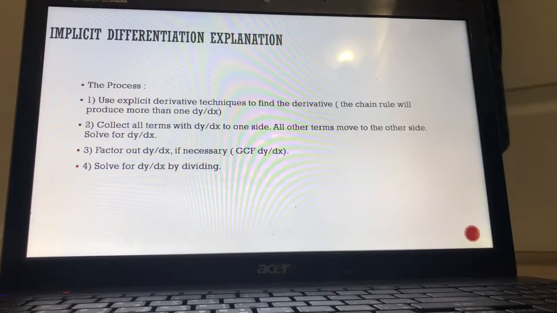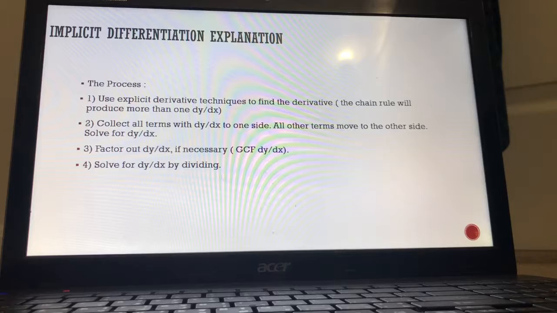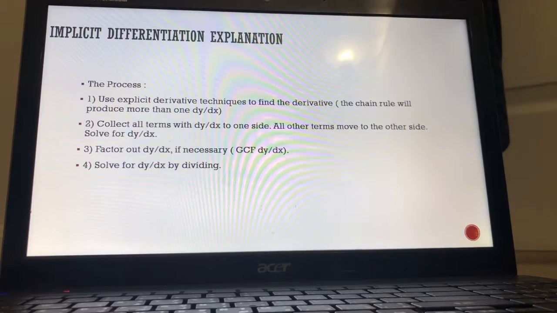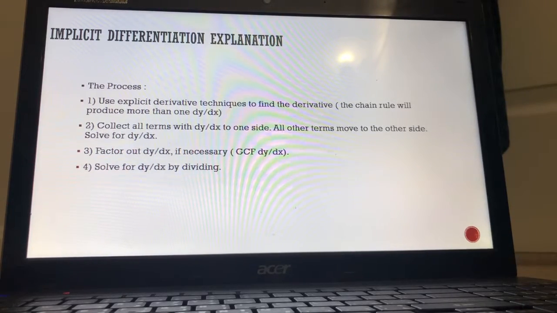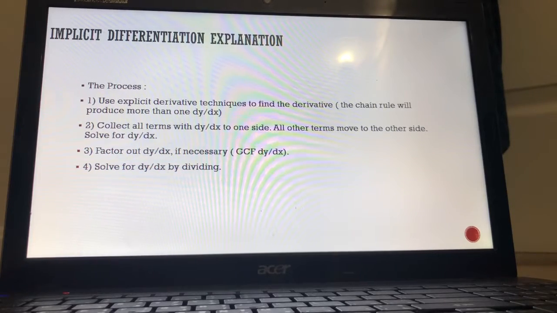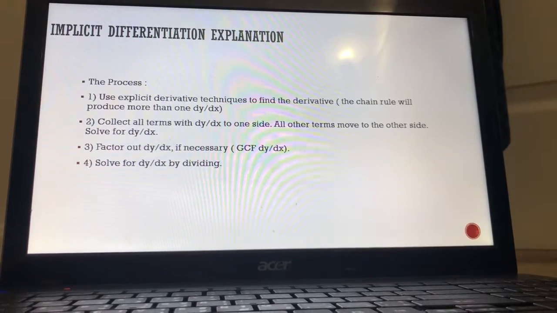So, implicit differentiation is used when there are two variables. For example, if there's an x and a y, and you're trying to find the derivative, the x you would use normally, and then for the y, whenever you find the derivative of it, you would add dy/dx, just because there are two variables present.